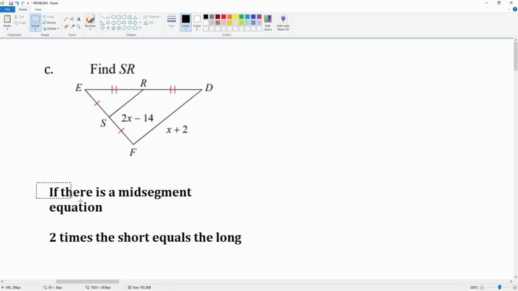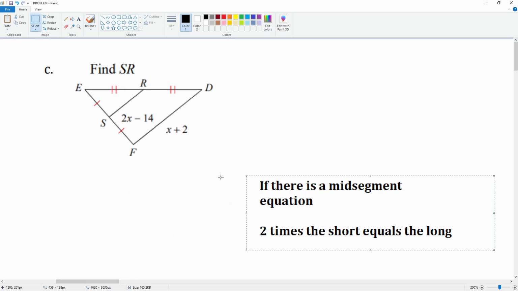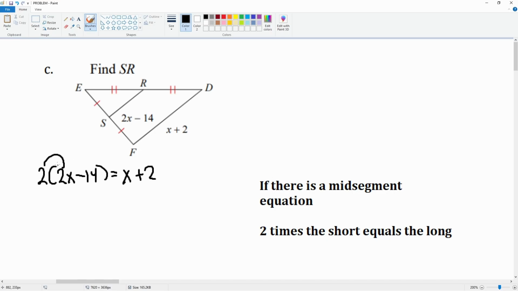And the last one, the idea is very similar. If there's a mid segment, you could set up the equation: 2 times the short is equal to the long. So the short here is 2x minus 14. We multiply by 2 because it's 2 times the short. The long is just x plus 2. Distribute this in, this becomes 4x minus 28 is equal to x plus 2.